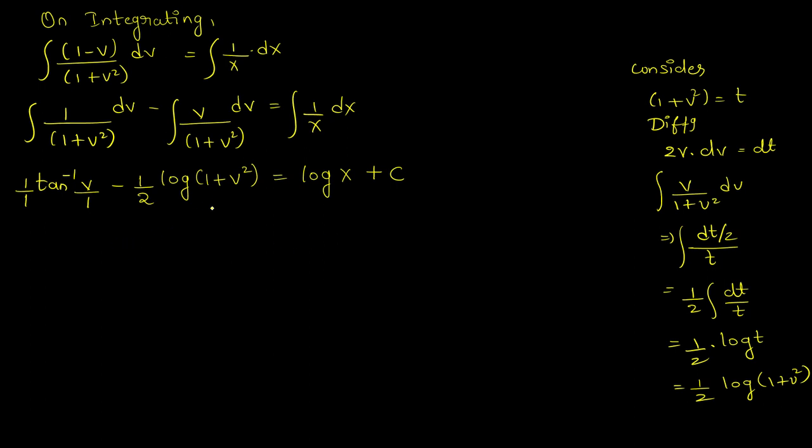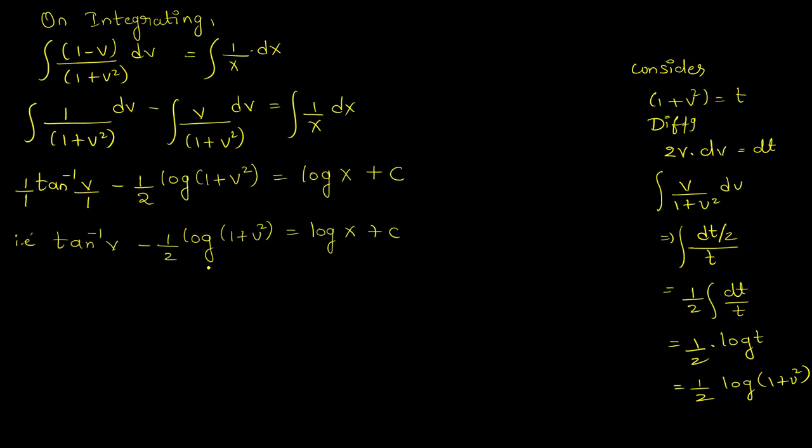So now we are done with the integration. Just we'll try to simplify this. That is 1 over 1 will be 1. So we get tan inverse v minus 1 over 2 log of 1 plus v square is equal to log of x plus c.